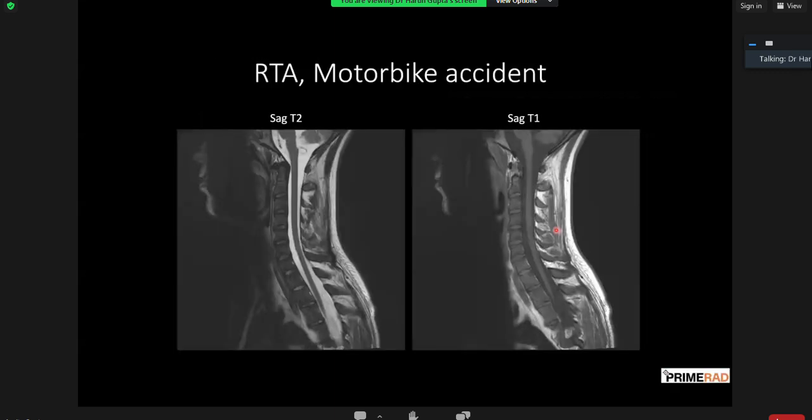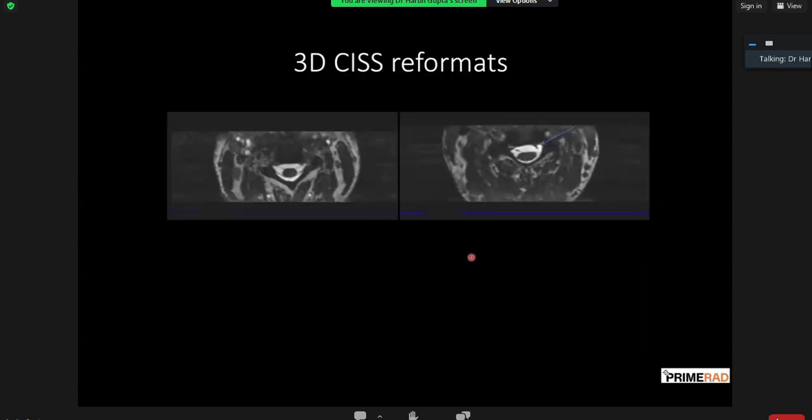So we've covered trauma. We've covered rigid spine trauma. We've covered basically the ligamentous injuries. The other thing which can happen sometimes is neural injury. Now, this patient had a road traffic accident, a motorbike accident. The spine looks pretty much normal, but the patient had weakness in the upper limb. And now, because of the weakness in the upper limb, the patient has brachial plexus imaging.